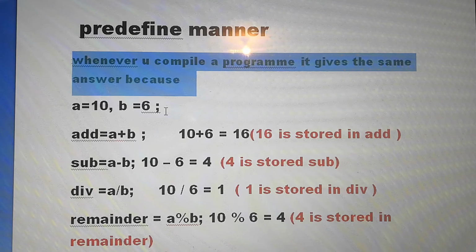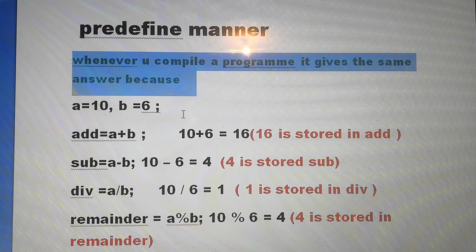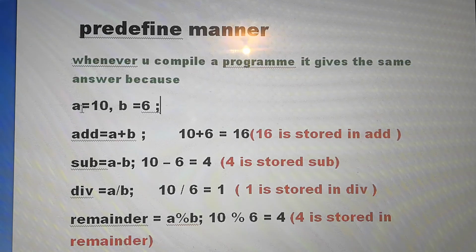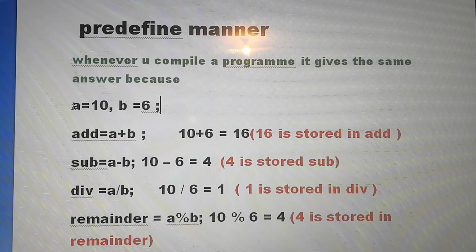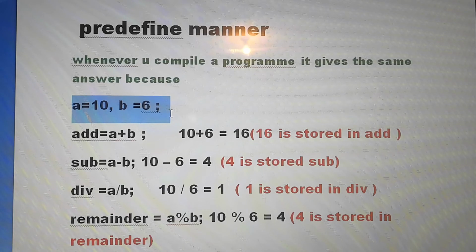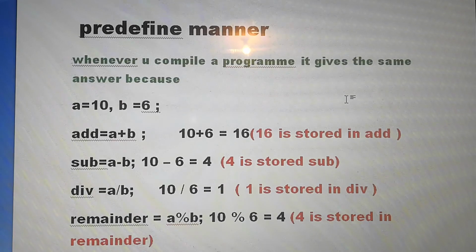It is like in maths. In maths, if we take a constant, it always remains the same. Like this, no matter how many times we compile the program, whether 2 times, 5 times, 6 times, 8 times, or 10 times, it gives the same answer. So predefined manner means that it gives the same answer every time we compile the program.